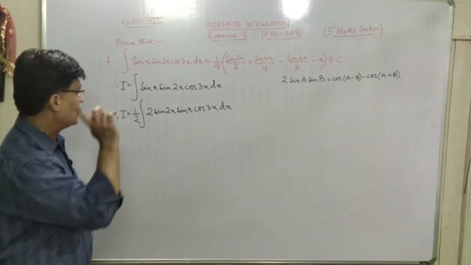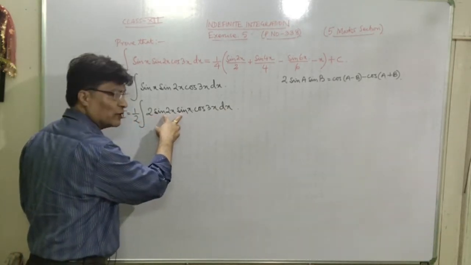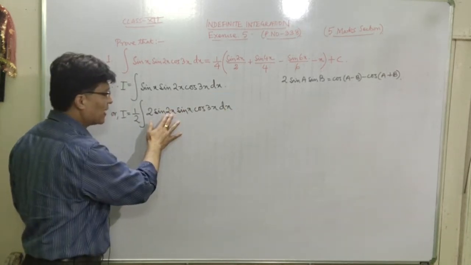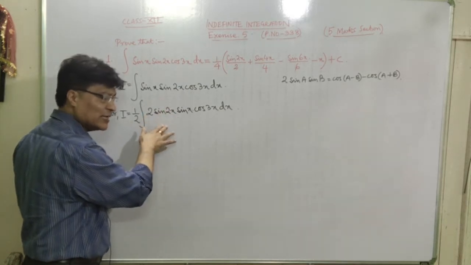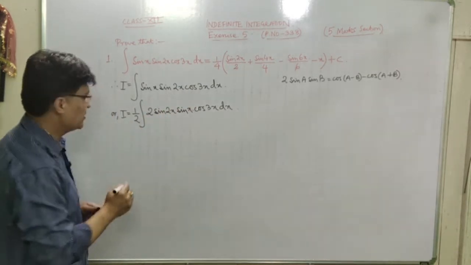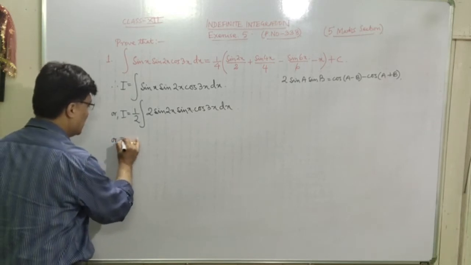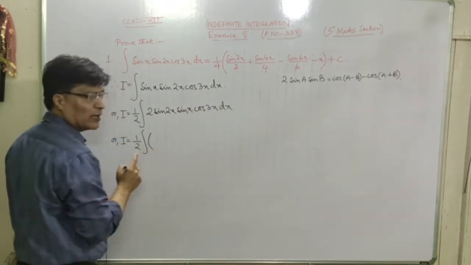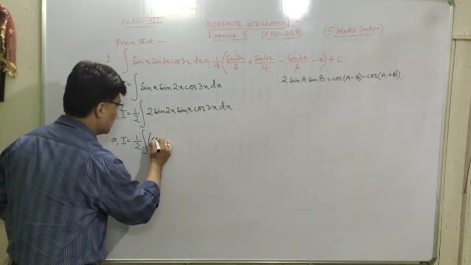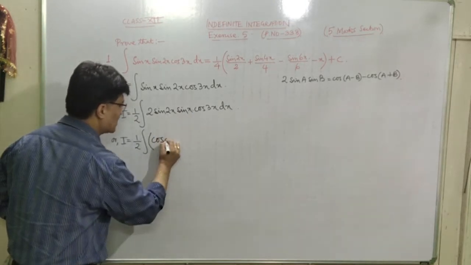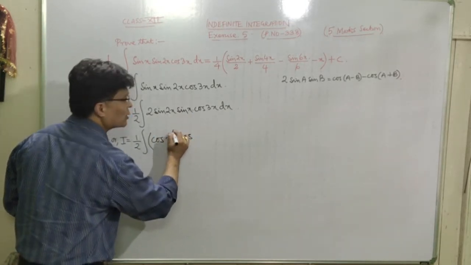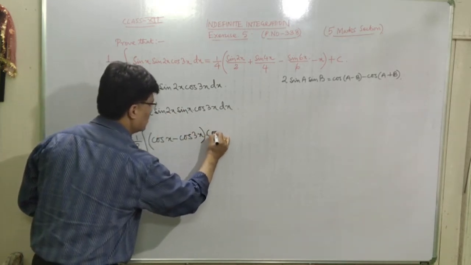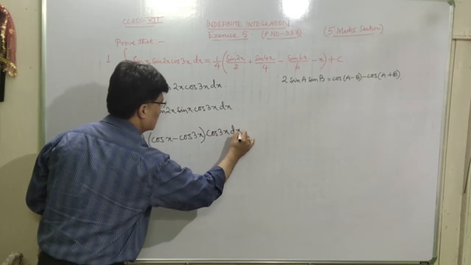Is that clear? Now for these first 2 functions, that is 2 sin a sin b, we can use this formula. Let us take the greater angle as a, that is a is equal to 2x and b is equal to x. So I is equal to half integration of, within bracket, let us use that formula, cos of a minus b first. So it is cos of, what is a minus b? 2x minus x, that is x, minus cos of, what is a plus b? 2x plus x is 3x, bracket closed, into cos 3x dx.